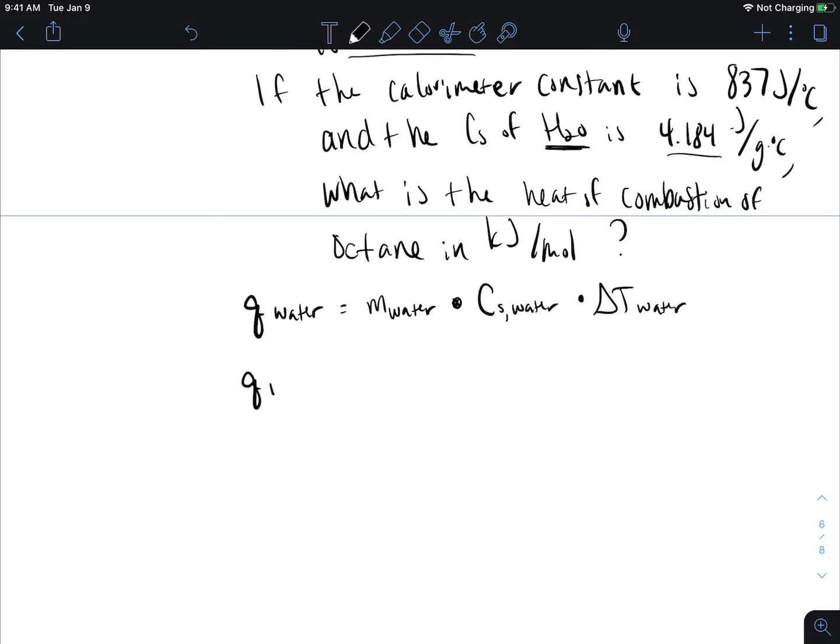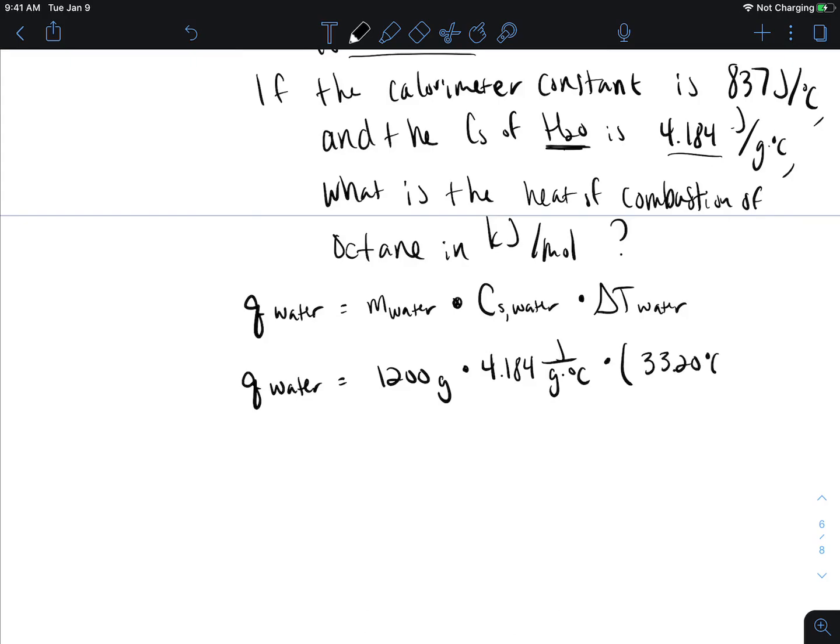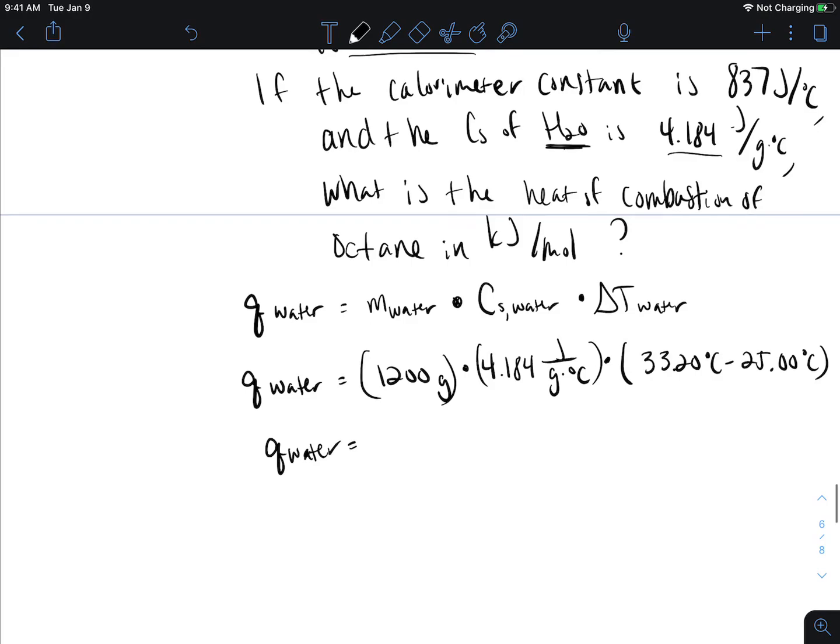So Q of our water is equal to our mass of water, 1,200 grams, times the specific heat of water, times our change in temperature of water, 33.20 degrees Celsius minus 25.00 degrees Celsius. When we multiply all that out, we get a Q of our water equal to 41.2 kilojoules of energy. So now we know how much energy was absorbed by the water, that must have been released from our reaction.